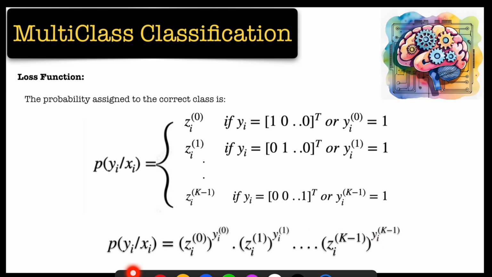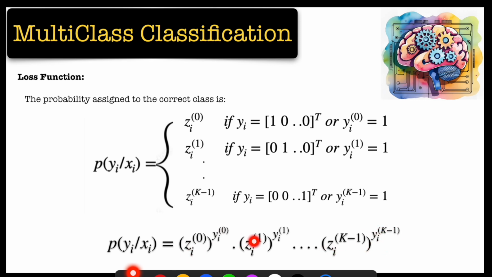Why are we doing that and why does this work? Any of these yi0 till yi(k-1), any one of them will be 1 and the rest will be 0, right? So, let's say the actual output is 1. So yi1 is 1 and yi0 or any other yi values will be 0. Anything raised to the power 0 is 1. So these values will be 1.